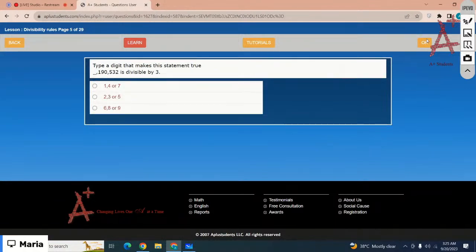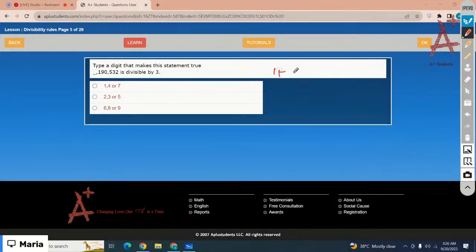Okay, select a digit that makes the statement true. The number is divisible by 3. You're already given it is divisible by 3. That means the sum of the digits is a multiple of 3. Let's add the digits: 1 plus 9 plus 0 plus 5 plus 3 plus 2, which is 20.